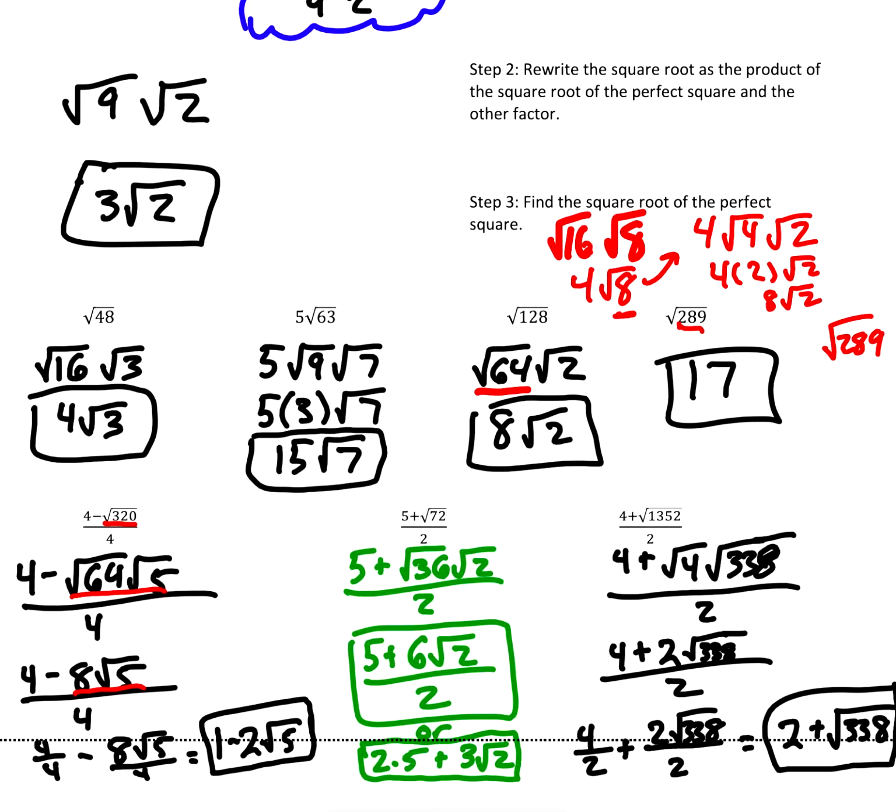So 4 over 4 is 1. And then 8 rad 5 divided by 4. You can cancel out the 8 divided by 4 is 2. Negative 8 divided by 4 is negative 2. So it'll be 1 minus 2 rad 5. That's very important to do so you can correctly simplify this consistently.